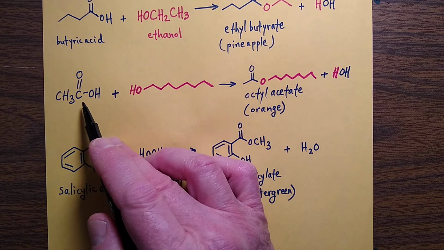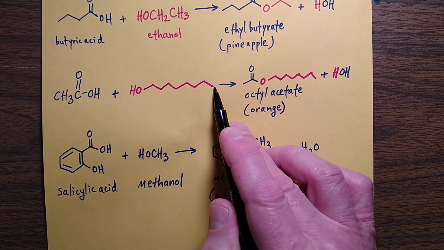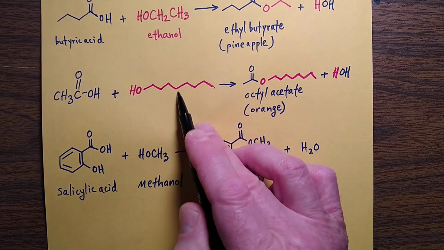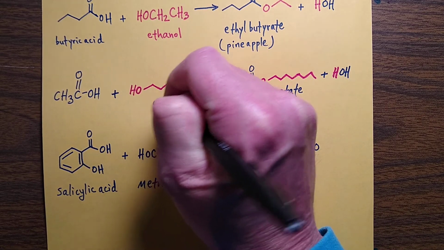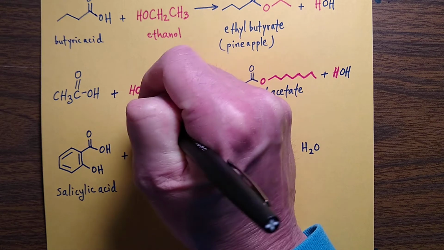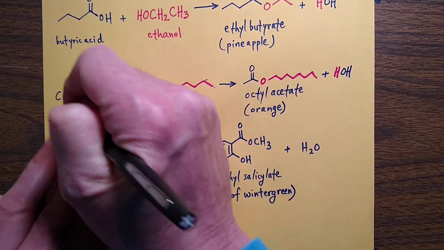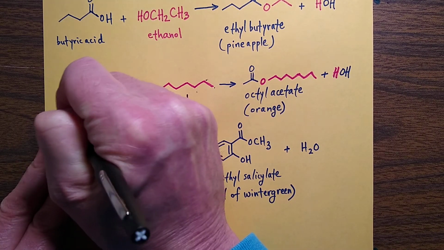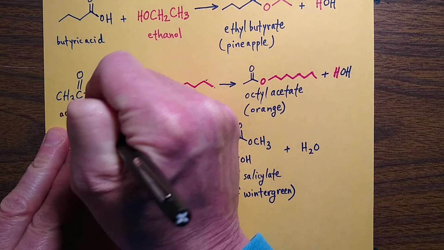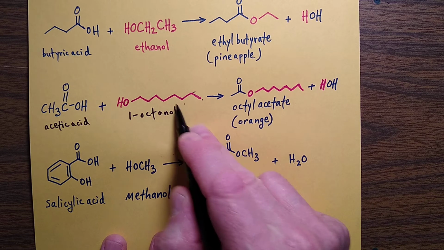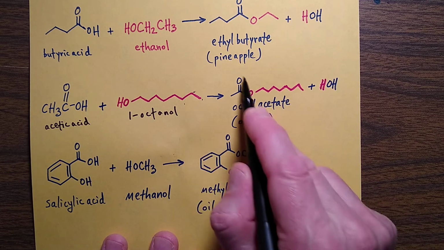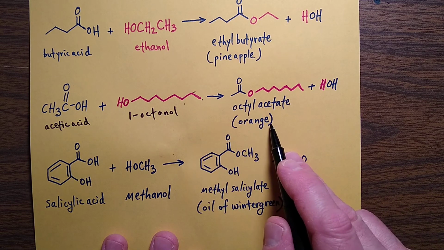If you mix acetic acid with 1, 2, 3, 4, 5, 6, 7, 8, octanol, so this is octanol. It's got 8 carbons in it. It's the 1-octanol, and you mix vinegar essentially, but acetic acid. And you mix octanol, you get octyl from the alcohol part, acetate from the acid part. Smells like oranges.